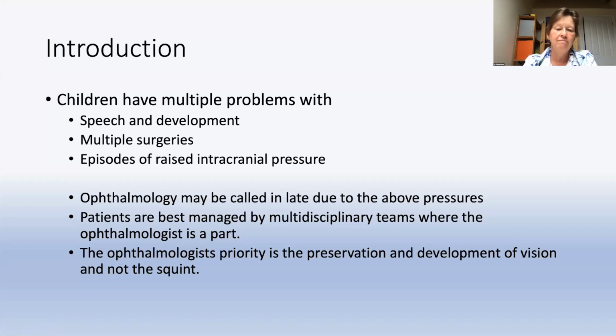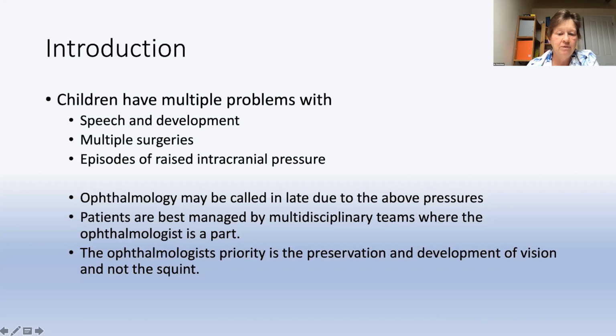So these children have multiple problems. They have problems with their speech and development. This is particularly due to the fact that they get delay in brain development because the calvarium is not big enough. But it also might be because they have abnormal maxillae and abnormal mandibles. The base of the skull effectively participates in the derangement of shape that they get. They undergo multiple surgeries of many, many different types, and they have episodes of raised intracranial pressure, which in itself causes problems.